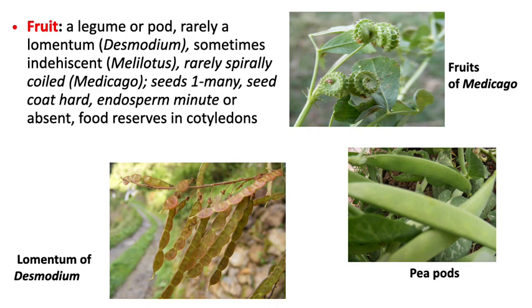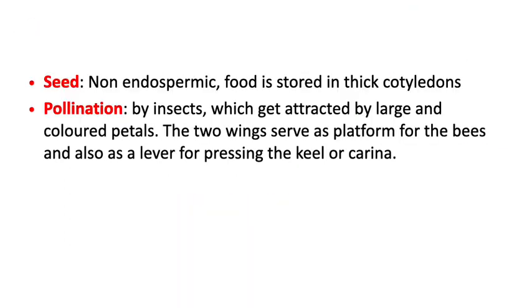Next, fruit. Fruit is a legume or pod, rarely lomentum, for example, Desmodium, sometimes indehiscent, Melilotus, rarely spirally coiled, for example, Medicago. Seeds one to many, seed coat hard, endosperm minute or absent, food reserves are seen in cotyledons. These are the pictures of the fruits of Medicago, lomentum of Desmodium, and pea pods. Seed is non-endospermic. Food is stored in thick cotyledons.